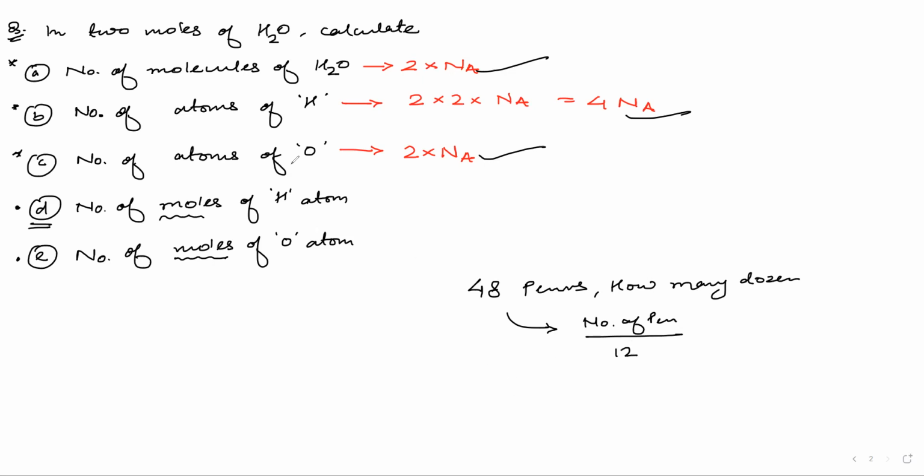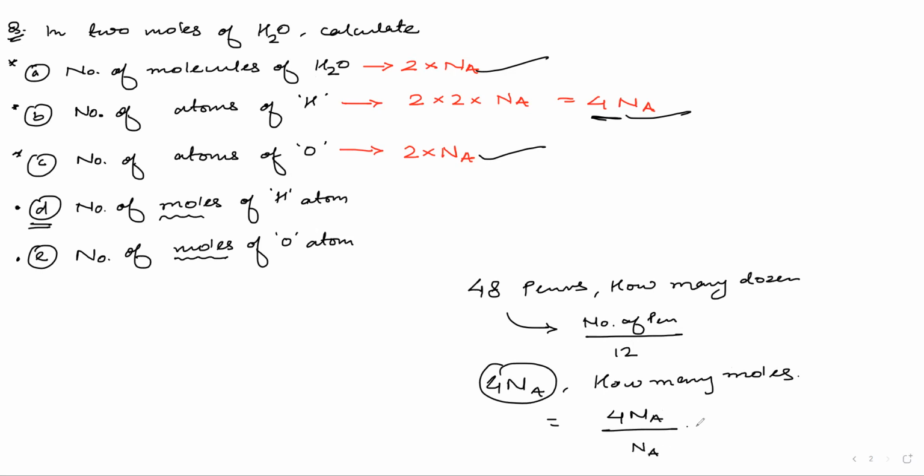Now, if you have hydrogen atoms, how many? 4 Na. Then how many moles? You will write 4 Na divided by Na. So this will be equal to 4. So 4 moles of hydrogen atoms. Yes, Shri, did you get this? 4 moles?